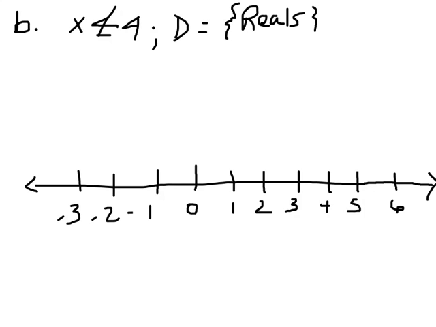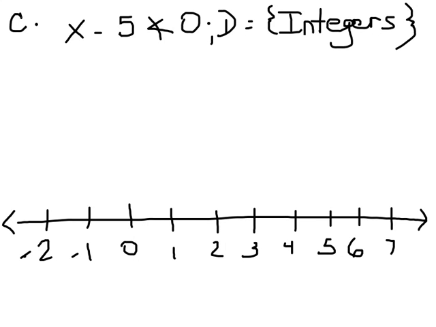Okay, and B says x is not less than or equal to 4, so then we know that x must be greater than 4. My domain is reals, which includes everything on the number line, so I start at 4 and put an open circle, and then I'm going to put my line and my arrow going to the right, getting bigger and bigger because x is greater than 4.